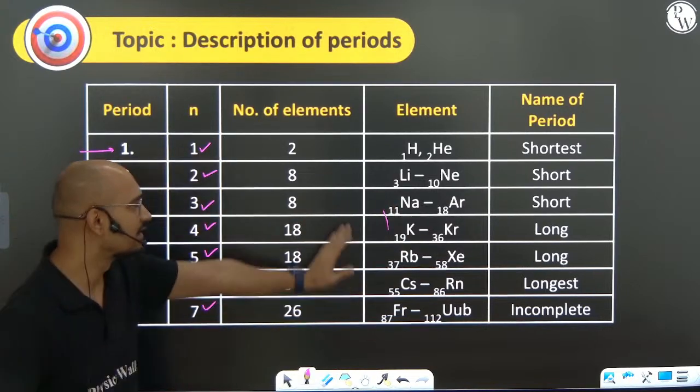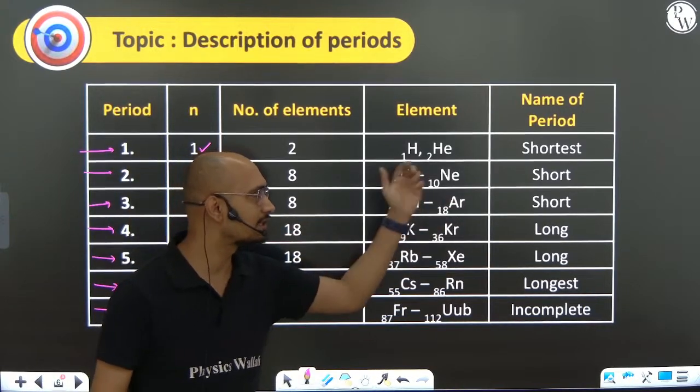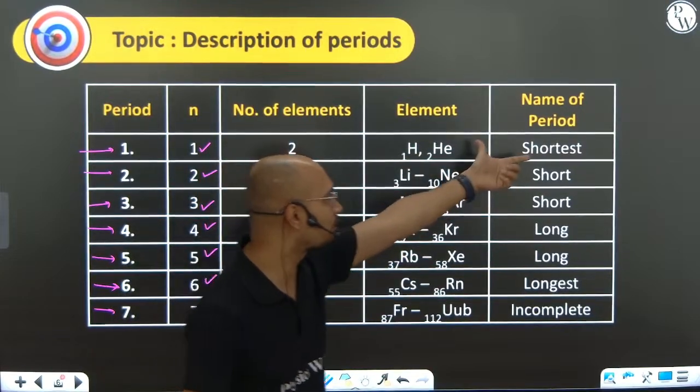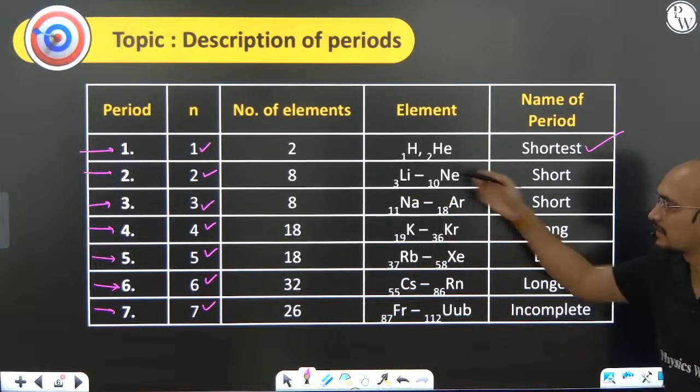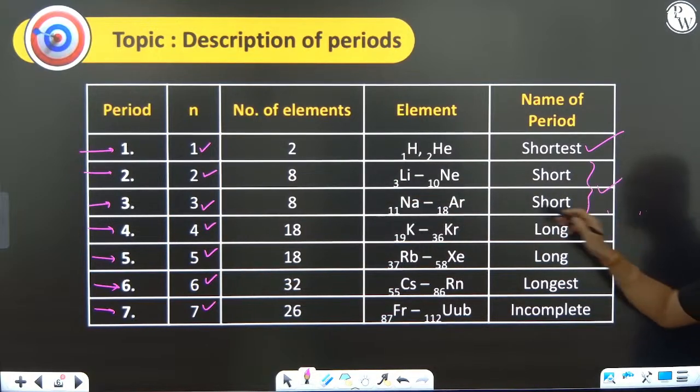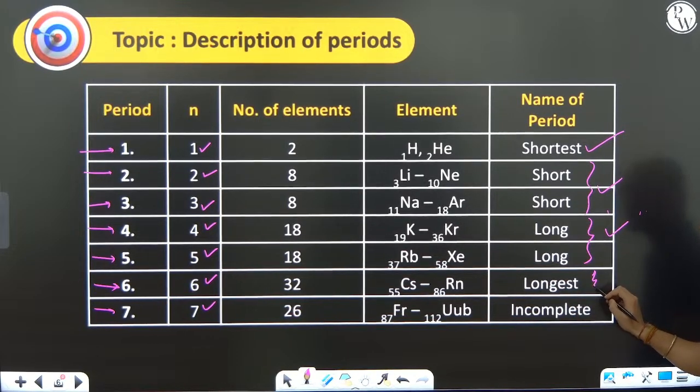You all understand it. What are the different elements we have here, and what are the different names given to these periods? The first is the shortest because there is the minimum number of elements. Then there are 2 short periods, that is the second and third period, and then the fourth and fifth are called long, and then comes the longest, that is the 6th, while the 7th one is incomplete.